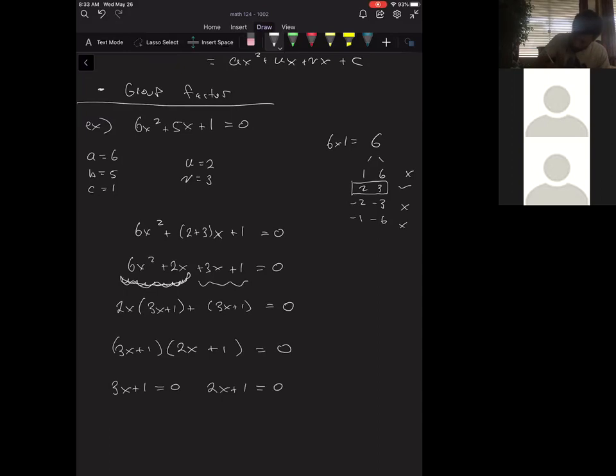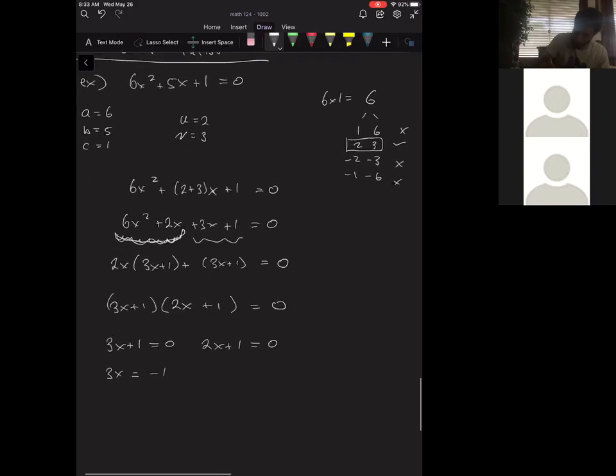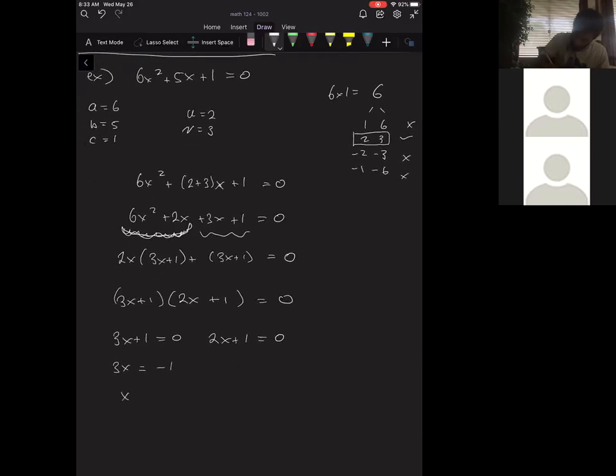And so from this one, we get 3x is equal to minus 1. And then we would divide by the 3. So we get x is equal to minus 1/3. And this one we get 2x is equal to minus 1. Divide by the 2. X is equal to minus 1/2.